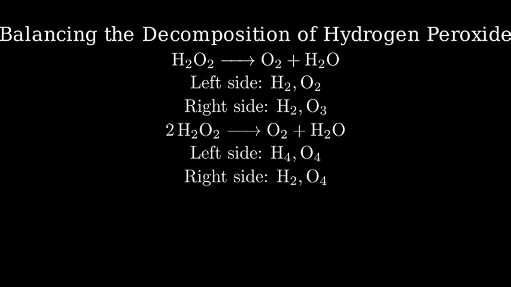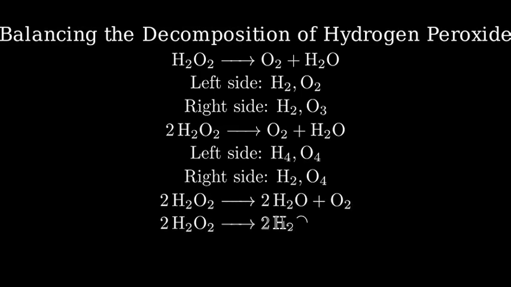To balance the hydrogen atoms, we add a coefficient of 2 in front of H2O on the right side. Now, let's check our work. Our final balanced equation is 2H2O2 decomposes into 2H2O and O2. Let's visualize this reaction. We start with 2 hydrogen peroxide molecules. They decompose into 2 water molecules and 1 oxygen molecule.